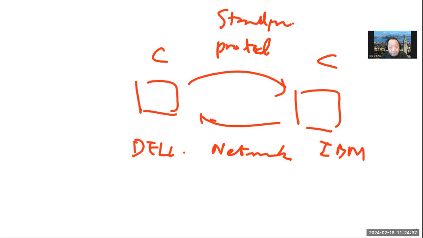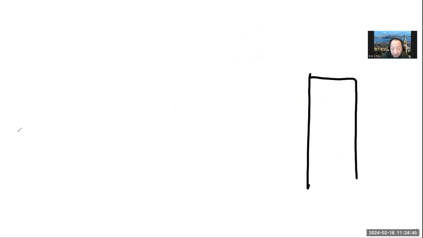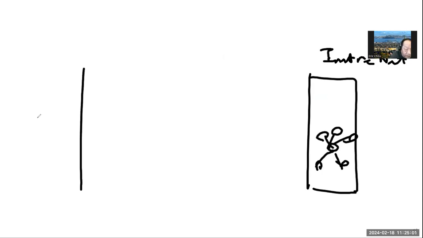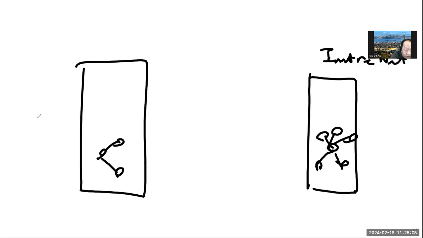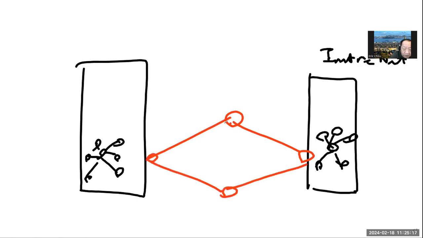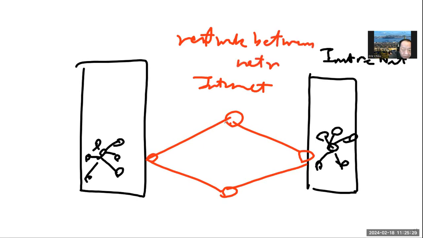Now if you have a building with Wi-Fi and you connect several computers together within the building, we call this one intranet. There are multiple computers connecting together. If there are many different buildings all connected together, this connection we call the internet. It's a network between networks.